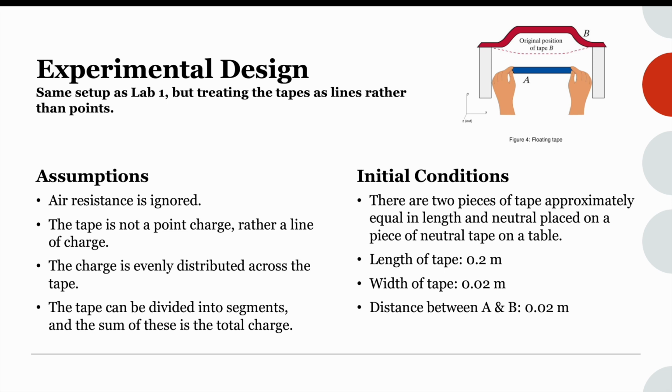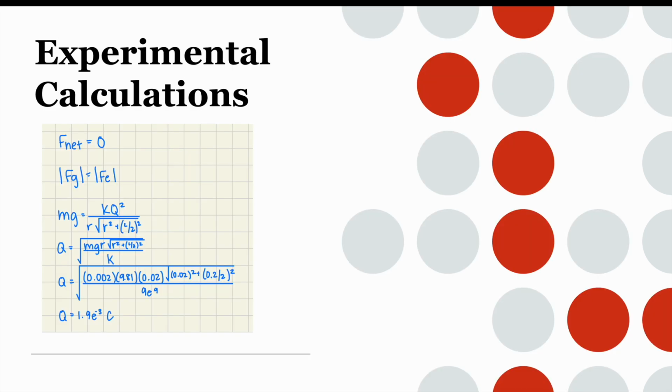So our initial conditions are that there are two pieces of tape approximately equal in length and neutral placed on a piece of neutral tape on a table. The length of the tape was approximately 0.2 meters, the width of the tape was 0.02 meters, and the distance between tape A and tape B was about 0.02 meters.